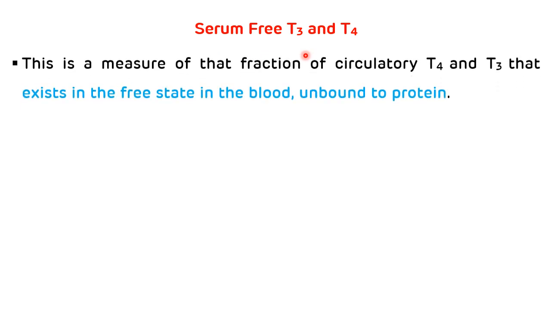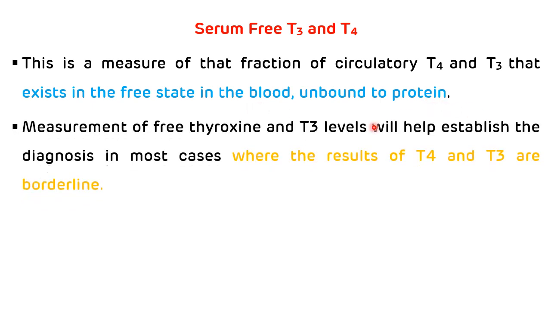Now, second test included in thyroid function test is measurement of serum free T4 and T3. This is the measure of that fraction of circulatory T4 and T3 that exist in the free state in the blood, which are not bound to any protein. And the measurement of free thyroxine and T3 levels will help in the establishment of diagnosis in most cases where the results of T4 and T3 are borderline.